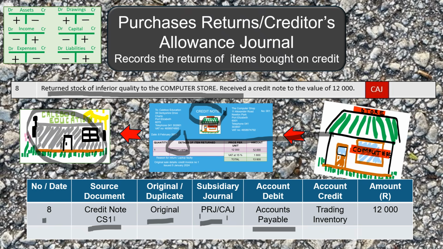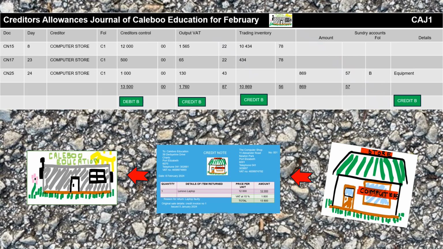We're going to debit accounts payable because we owe less. It's a decrease in liability, the rule says debit. And what did we send back? Trading inventory. So the value of our stock on hand has decreased, the rule says credit. And the amount was 12,000. So there we've recorded that information. And that's an example there of a creditors allowance journal, purchases returns.